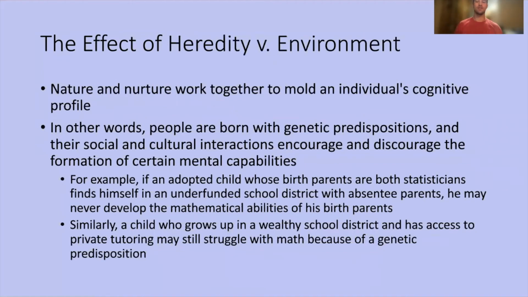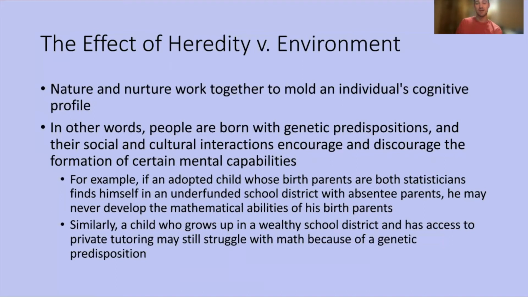So heredity versus environment, or nature versus nurture. Nature and nurture work together to mold an individual's cognitive profile. In other words, people are born with genetic predispositions, but their social and cultural interactions encourage or discourage the formation of these certain mental capabilities. Genetic predisposition means something may be more likely to happen, but that doesn't necessarily mean it will happen. It's a combination of genetic and environmental factors that actually mold that final product.